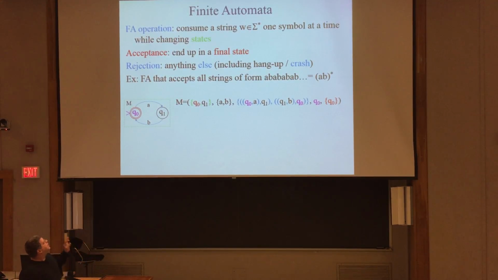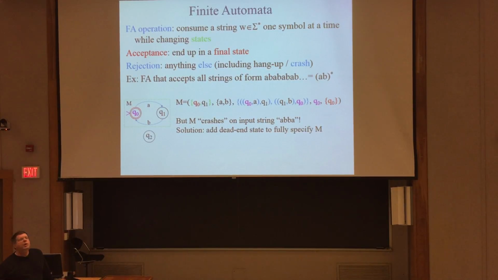Now, let's say you wanted to not have crashes. You wanted explicitly to either reject or accept every string by being in the right state with respect to acceptance, a rejection or an accepting state. So you can modify it to not crash, and you can do this with any machine you want. And here's what we'll do. We'll add extra definitions for the ones that are missing, the state transitions that are missing.